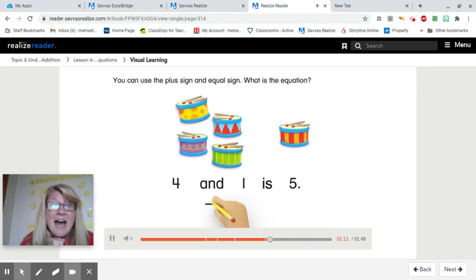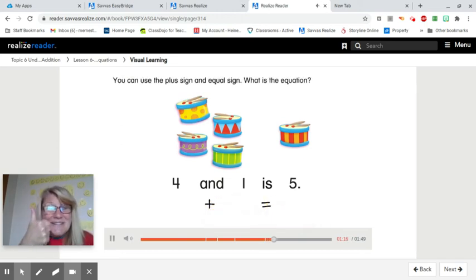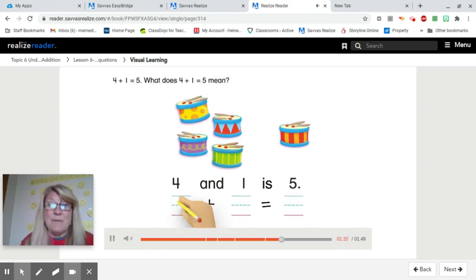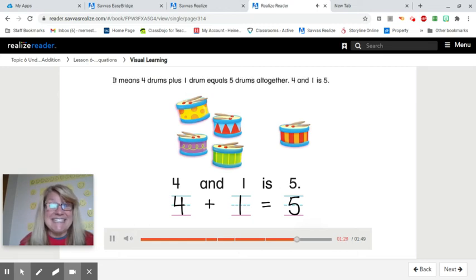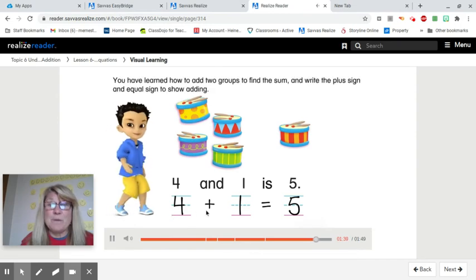You can use the plus sign and equal sign. What is the equation? We can even read this equation, can't we? 4 plus 1 equals 5. What does 4 plus 1 equals 5 mean? It's an addition sentence, isn't it? It means 4 drums plus 1 drum equals 5 drums altogether. 4 and 1 is 5. Or we like to say 4 plus 1.